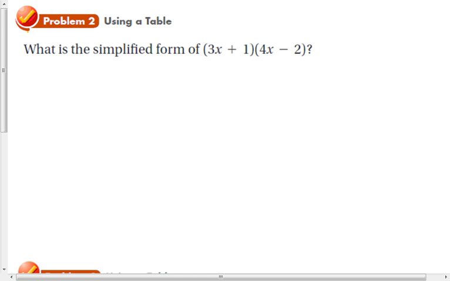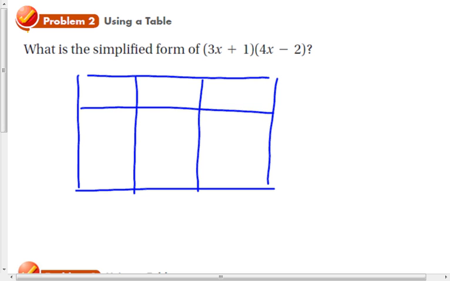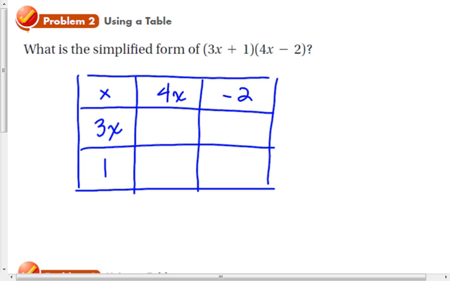All right. Another way we can do this is to use a multiplication table, and we'll set that up like this. So we're going to have 3 columns and 3 rows. And this is multiplication. And then I'm just going to split up the terms here. So I'll put my 3x plus 1 here and my 4x minus 2 here. And then I'll just multiply. 3x times 4x is 12x squared. 3x times negative 2 is negative 6x.